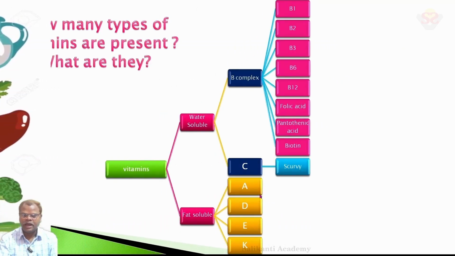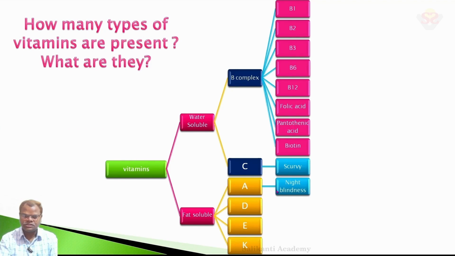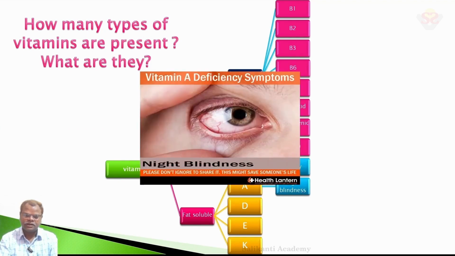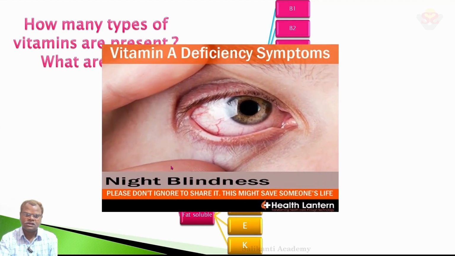The lack of vitamin A causes night blindness. The characteristics of night blindness are like this. They have low vision and are not able to see during the night. By taking sufficient vitamin A, they will not get night blindness.